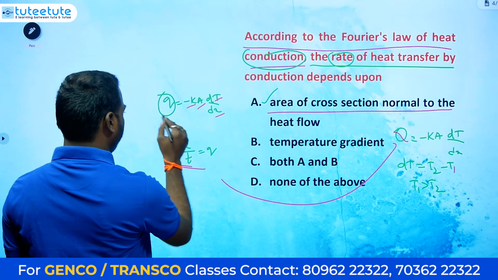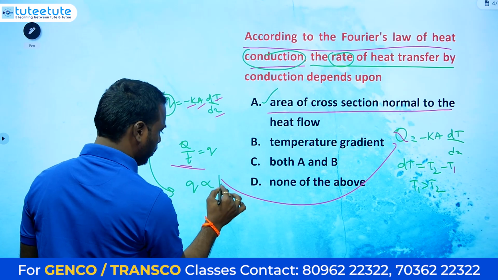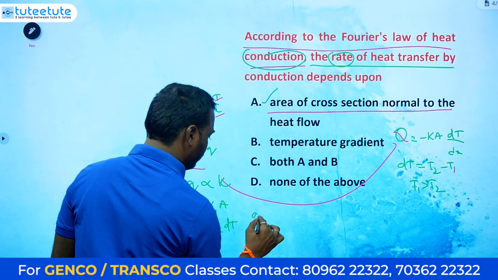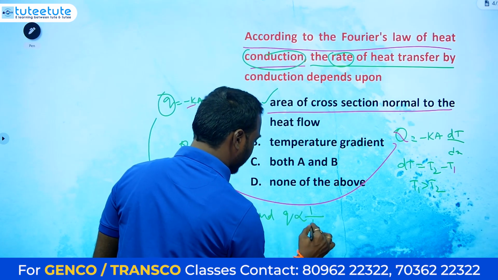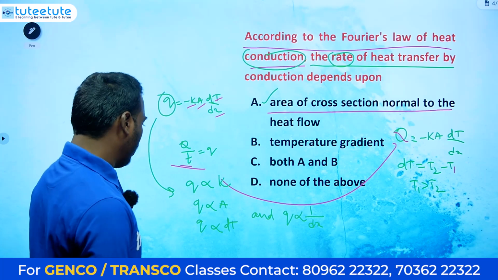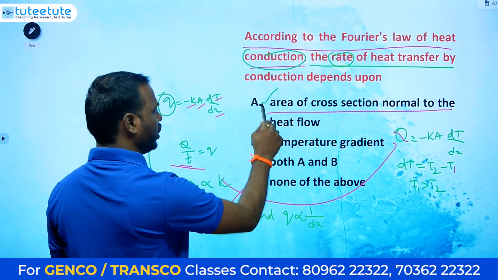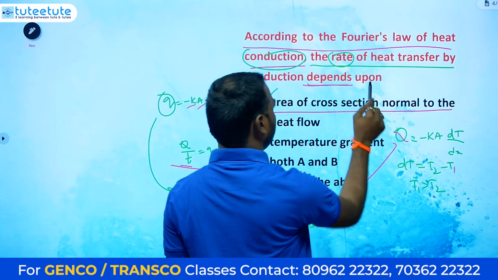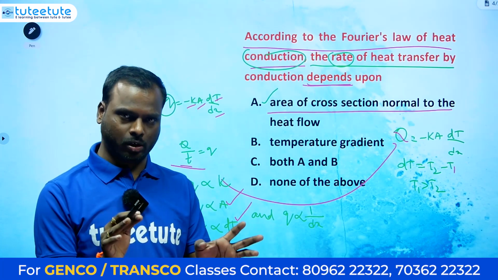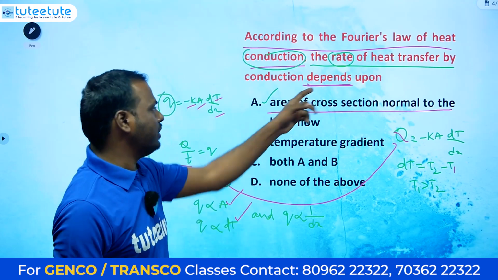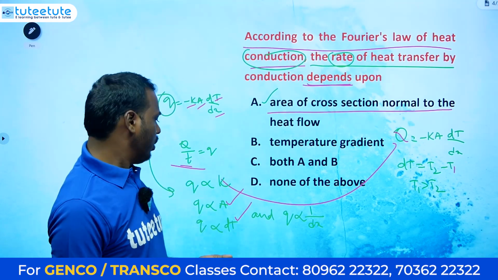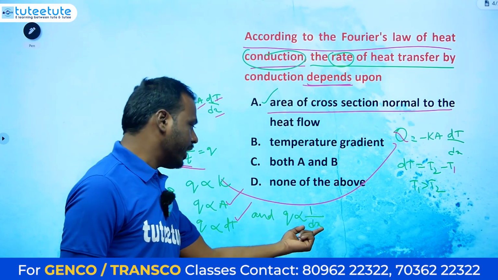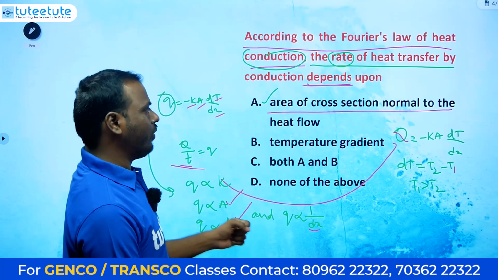Here you can write down from this that Q is directly proportional to K, Q is directly proportional to A, Q is directly proportional to dt, and Q is directly proportional to 1 by dx, or inversely proportional to dx. Here, the first case is absolutely correct. The second case is temperature gradient. This is also correct, because it depends. He has not mentioned whether it is directly or inversely proportional. Even though he has given dx also, it is also correct. This is also one of the criteria.